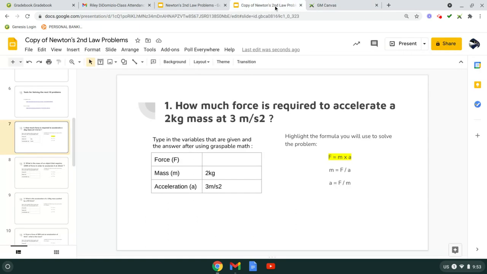So we go back to the problem, and under force, we're going to say 6. Now, the unit for force, which we've learned before, is a Newton, so a capital N. So 6 capital N.